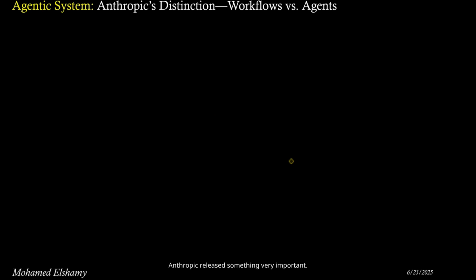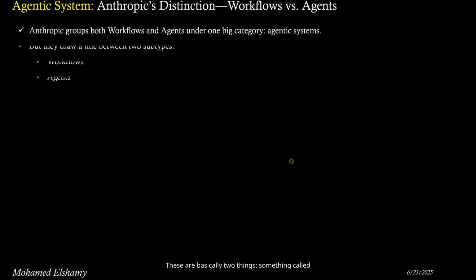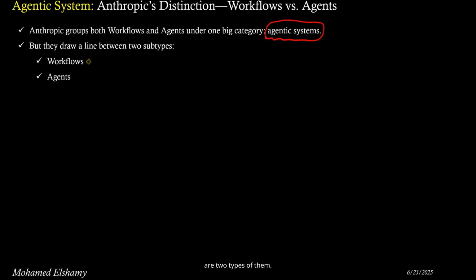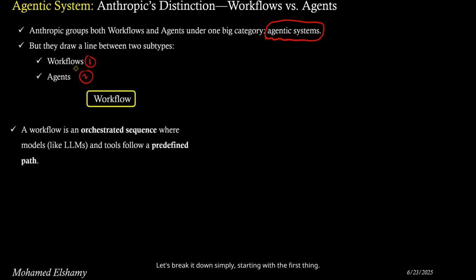Now let's move on to something very, very important. Anthropic released something very important. In an article, they said that any agentic system consists of 2 things, or rather, there are 2 types of agentic systems. These are basically something called workflow and something called agents. So the first type is workflow and the second type is agents. So what's the difference between workflow and agents? Let's break it down simply, starting with the first thing.